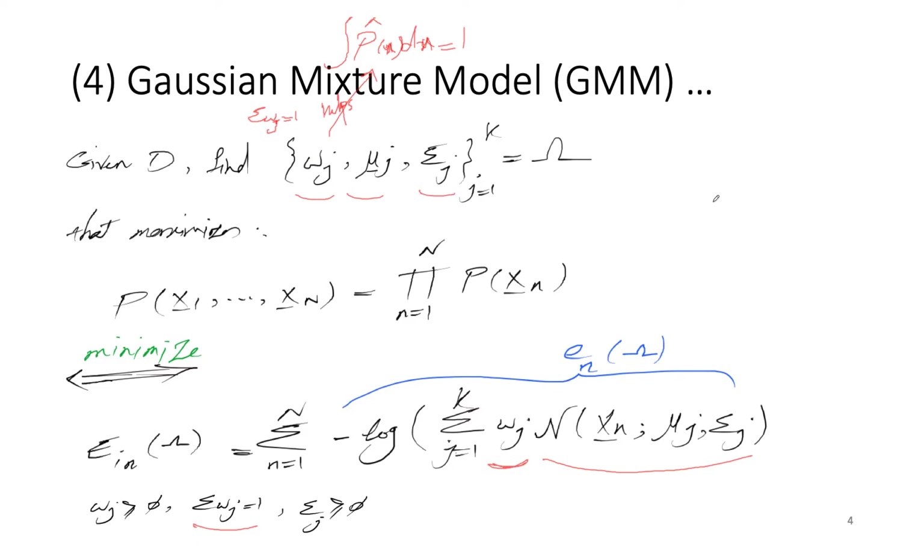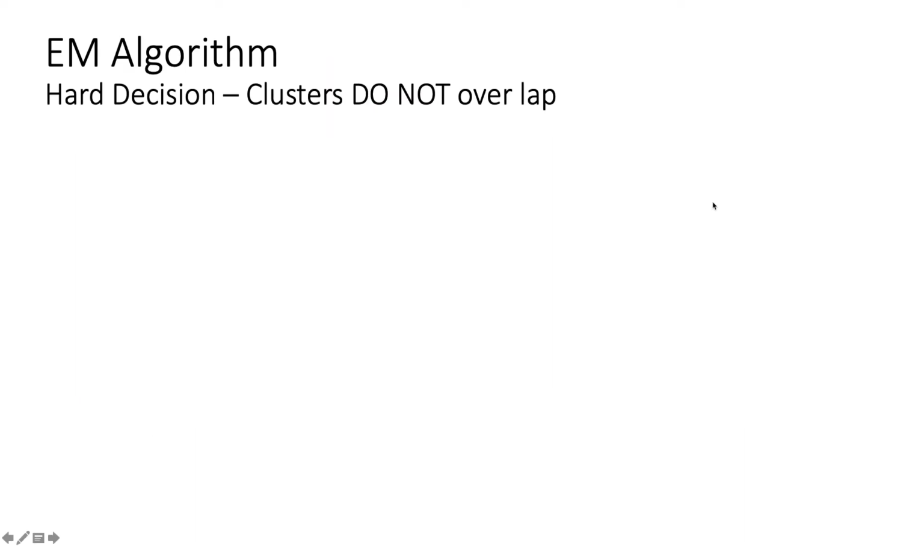And then we said that because this function is complex, stochastic gradient descent won't be efficient in this case. That's why there's another iterative algorithm called expectation maximization, or EM, that can iteratively bring us the best number of clusters or best number of bumps for our data. We talked about the hard decision, and today we're going to talk about the soft decision. The hard decision was the case where these clusters do not overlap each other, right?